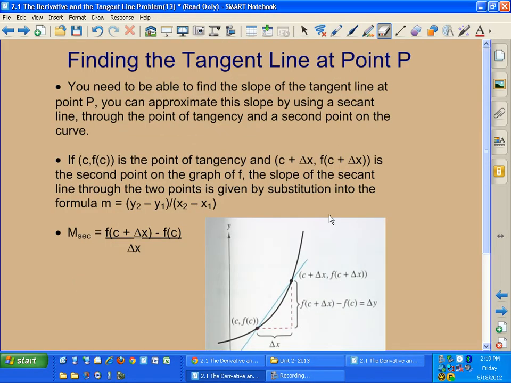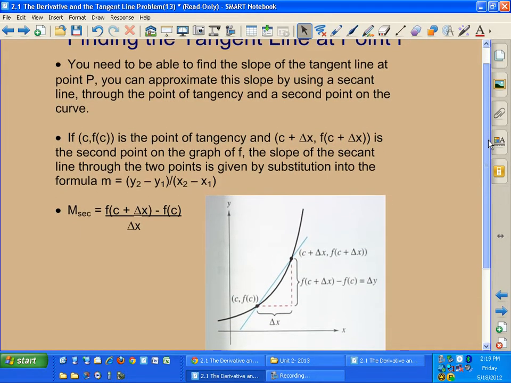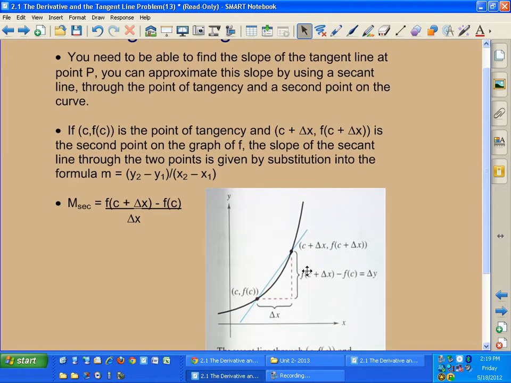So then, how do we find the tangent line? Well, we can find the slope of the tangent line at any particular point, and this is basically how they went about doing it. They said, okay, if I draw a curve and I pick 2 points on the curve, I have a secant line. A secant line is going to cross the curve at 2 particular points.